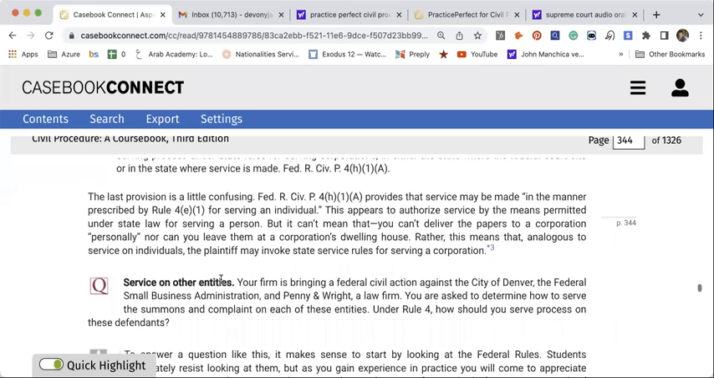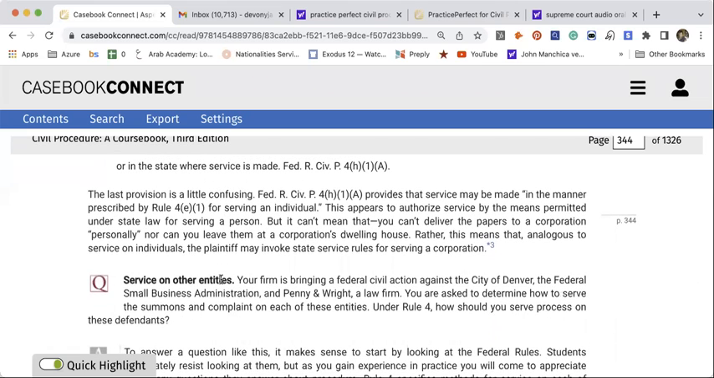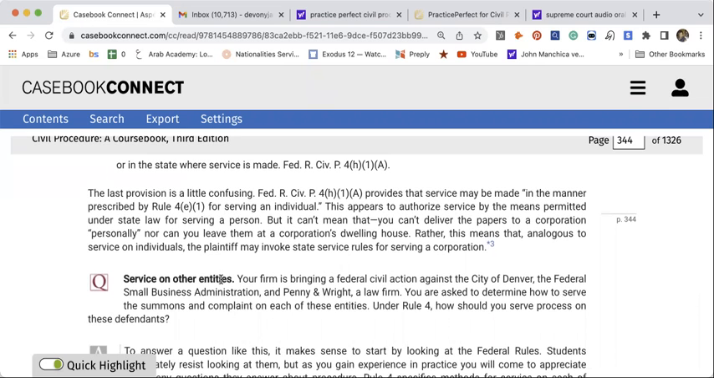The last provision is a little confusing. Federal Rule of Civil Procedure 4(h)(1)(A) provides that service may be made in a manner prescribed by Rule 4(e)(1) for serving an individual. This appears to authorize service by the means permitted under state law for serving a person, but it can't mean that you can deliver the papers to a corporation personally, nor can you leave them at a corporation's dwelling house. Rather, this means that in addition to service on individuals, the plaintiff may invoke the service rules for serving a corporation.